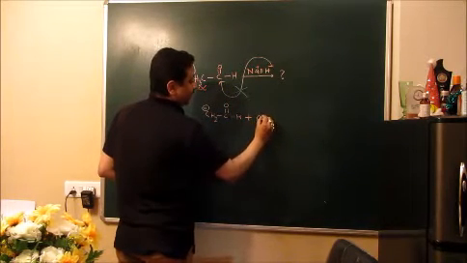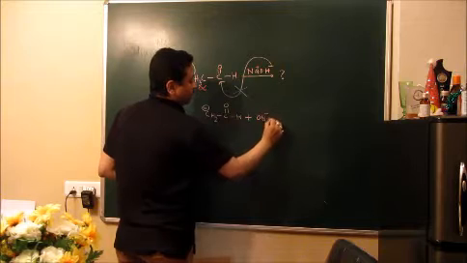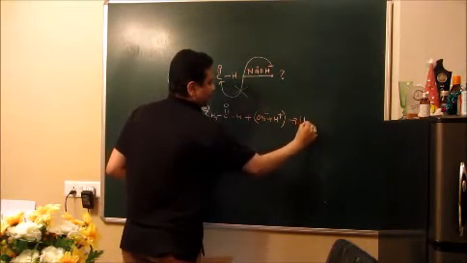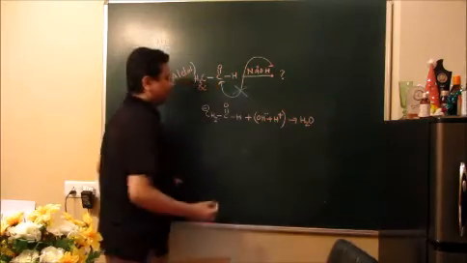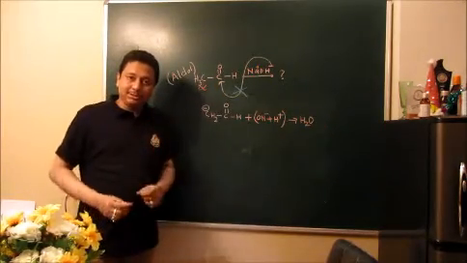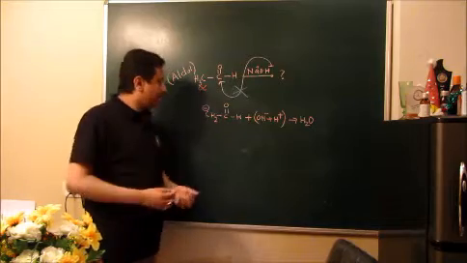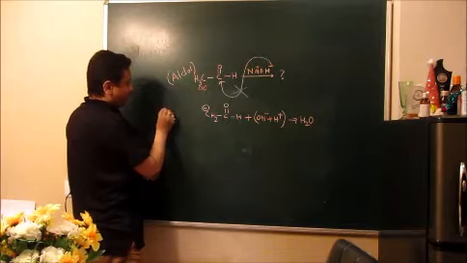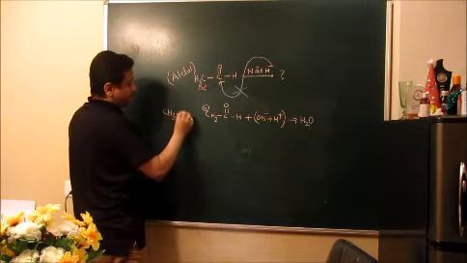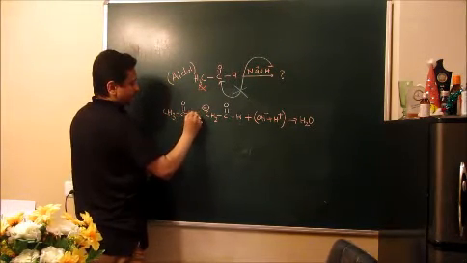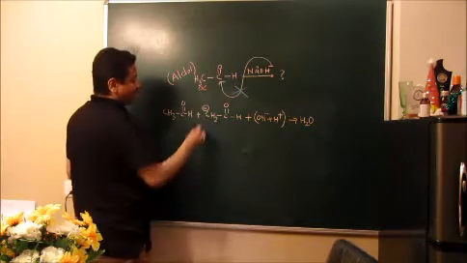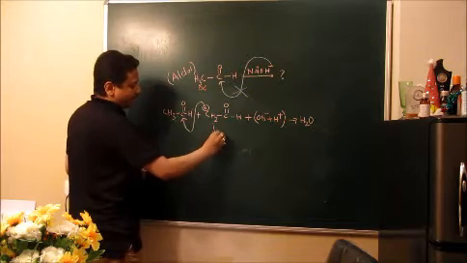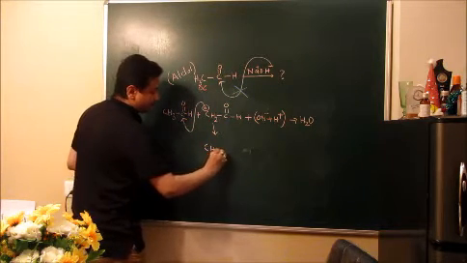OH minus will take H plus and form water. So you get this enolate ion which is formed during the reaction. Now this enolate ion can attack another molecule of formaldehyde, which is getting attacked over here, and it forms a typical structure.